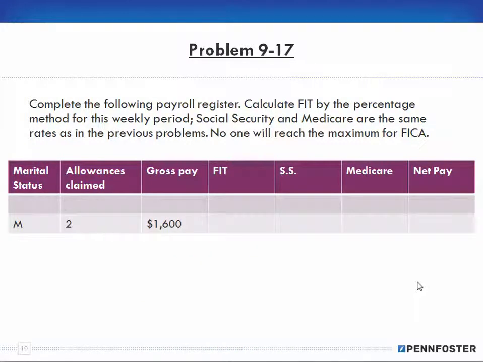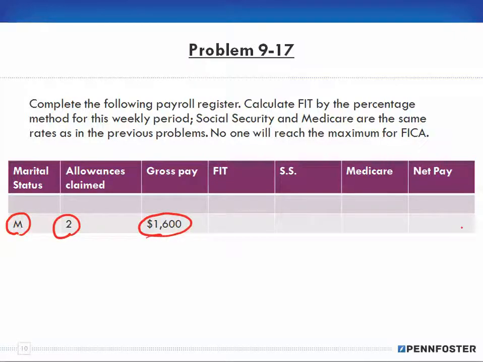9-17. It says complete the following payroll register. Calculate FIT, federal withholding, by the percentage method for this weekly period. Social Security and Medicare are the same rates as in the previous problems. No one will reach the maximum for FICA. Okay, so our marital status is married, allowances are 2, and our gross pay is $1,600.